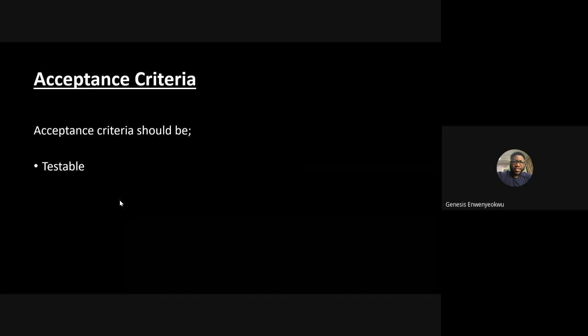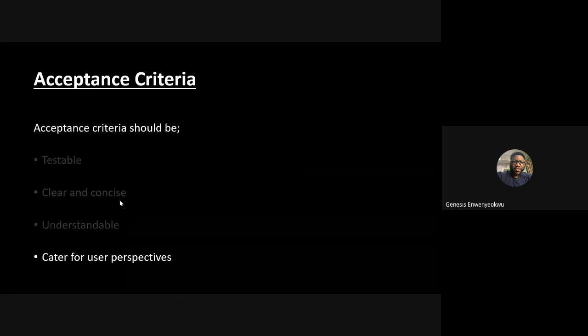Acceptance criteria should be testable. The QA should be able to test the acceptance criteria. Even the engineer should be able to perform some sort of unit testing on the acceptance criteria. It should be clear, not ambiguous, not complicated. It should be concise and understandable. Everyone should be able to understand what you are communicating in your acceptance criteria. If they don't, feel free to review what you've written and ensure that it is clear and understandable, to cater for the perspective of the user as well.